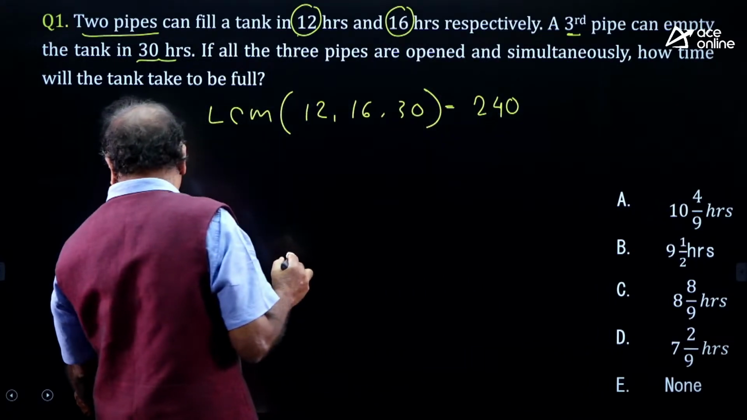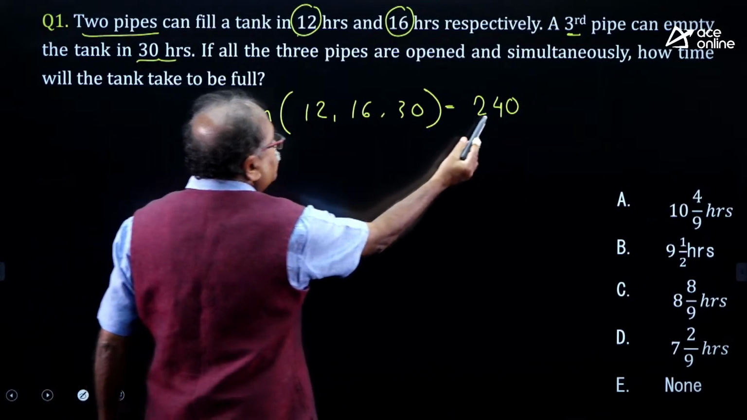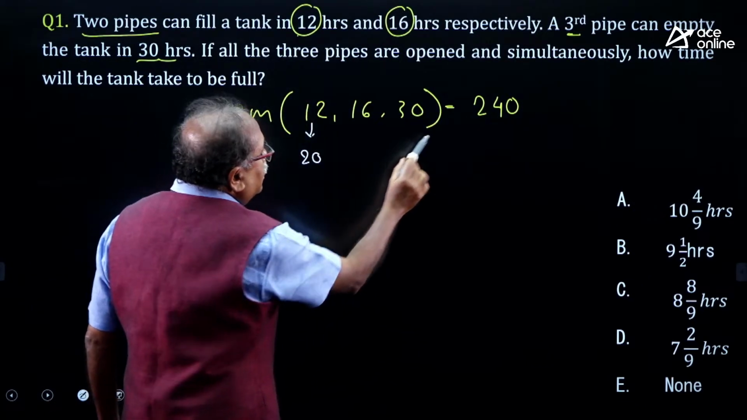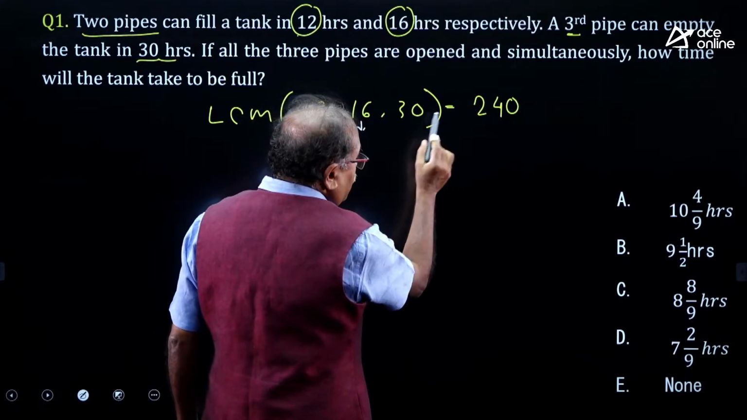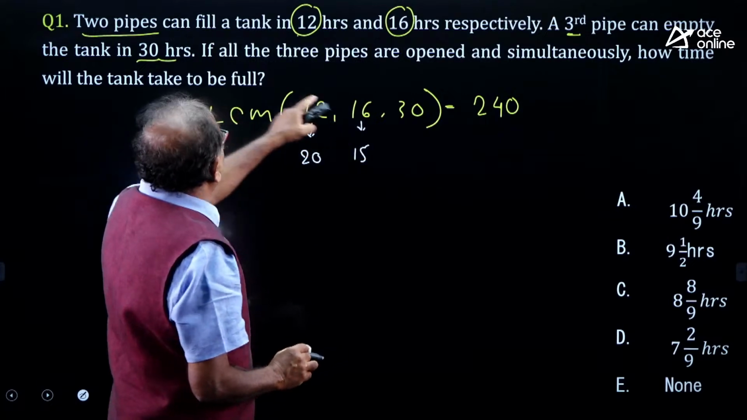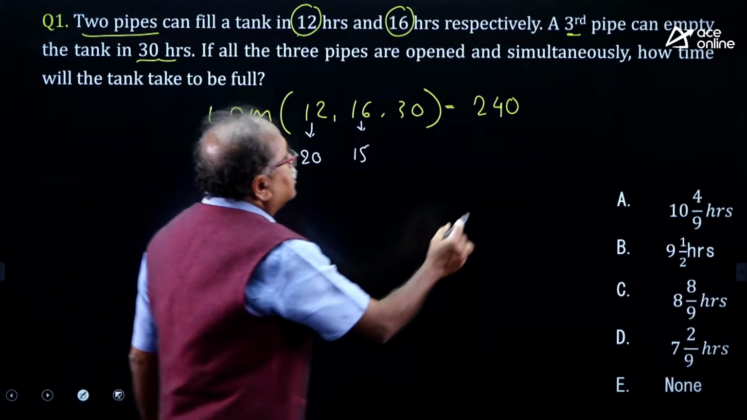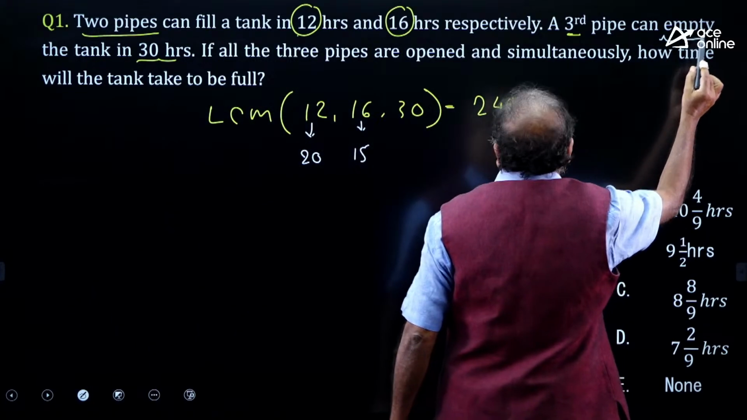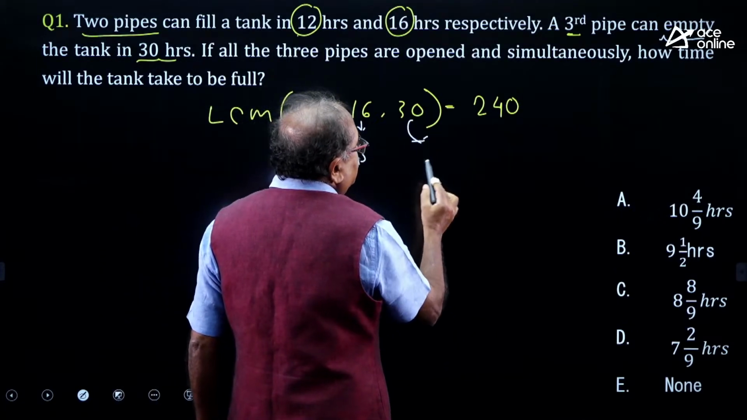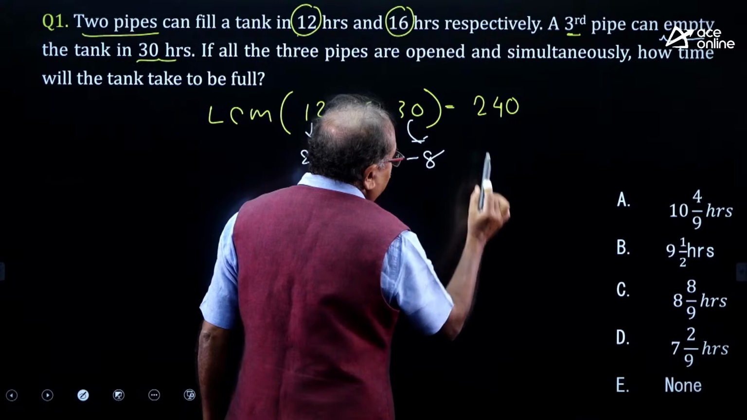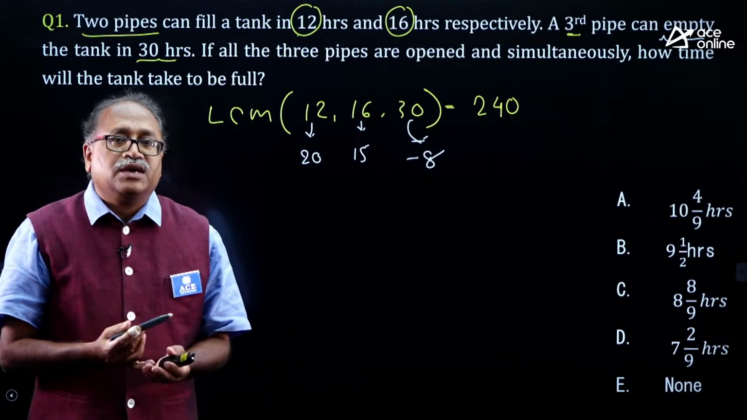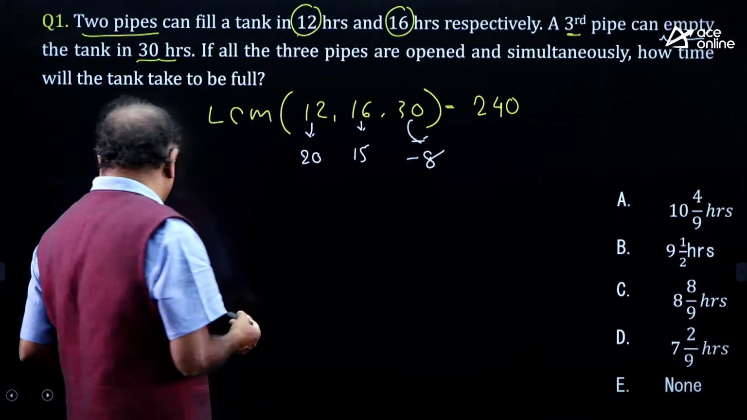So how many units will each fill? 240 divided by 12 is 20 units, and 240 divided by 16 comes to 15 units. The third one is the emptying one, right? It empties the tank. So here 240 divided by 30 comes to 8, so it empties 8 units. It is a very straight question and I have nothing to explain on this particular question.